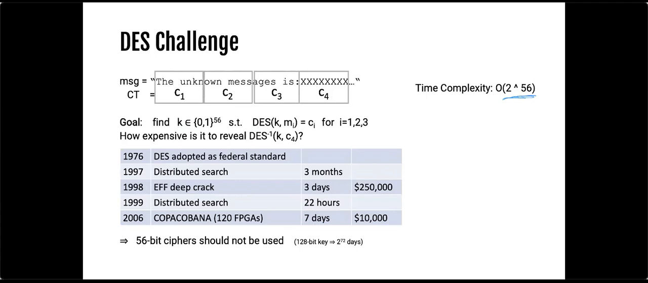So I saw the question in the chat asking, is this 2 to the 56 the time for a single L value, or to find all? I don't quite understand what you mean by the L value, but if you're talking about the key, then this is the time to find a single key. So if you know that someone is communicating with a specific key, this is the cost to find the key.